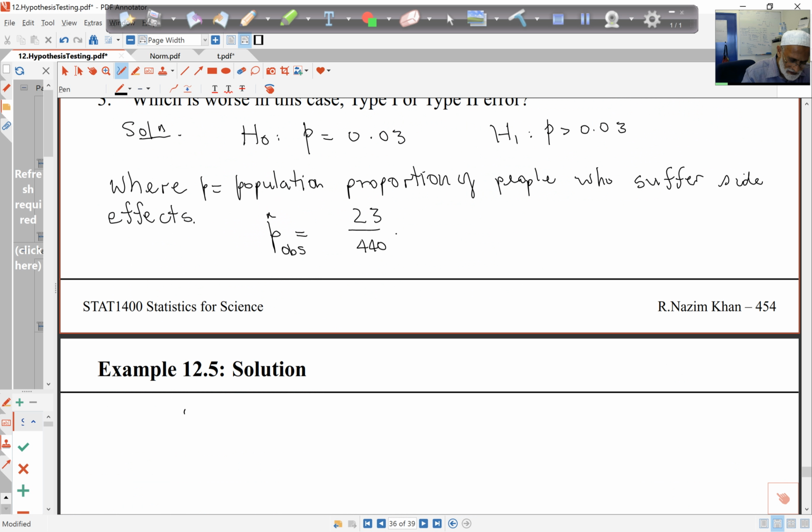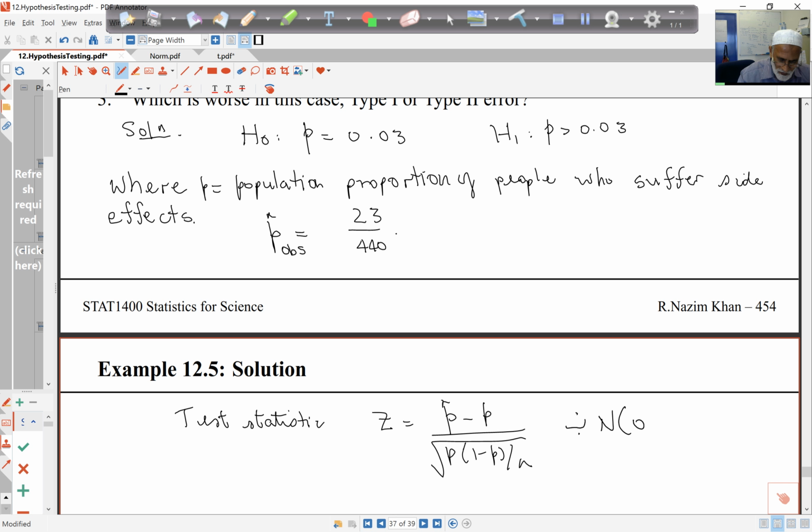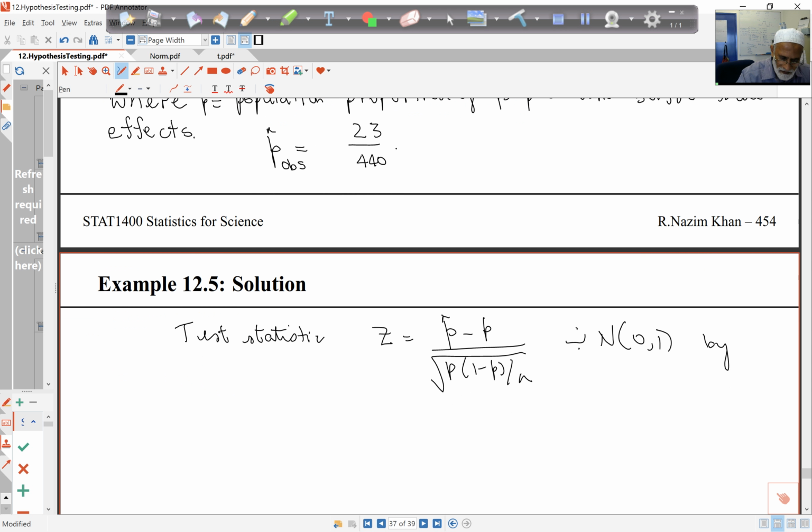Our test statistic here is the standardized sample mean, so it's P hat minus P over the square root of P times 1 minus P over n, and that's approximately normal 0,1 by the central limit theorem because we have a large sample here. N here is much bigger than 30.